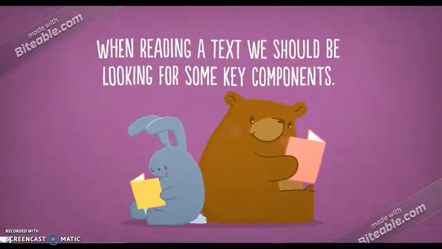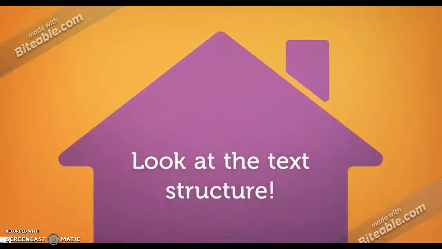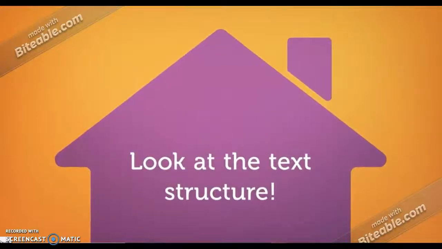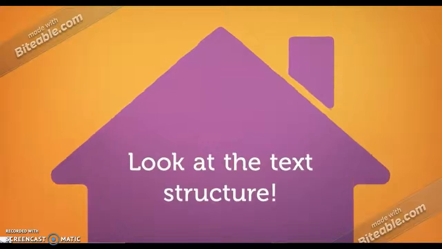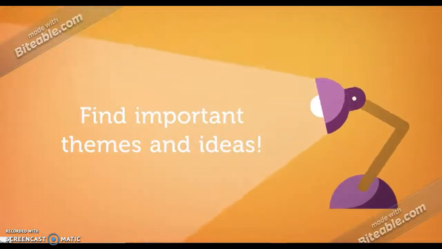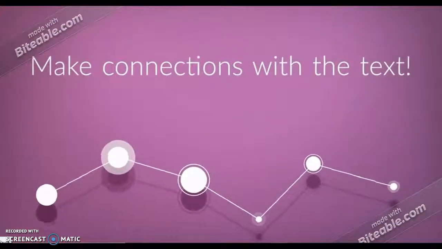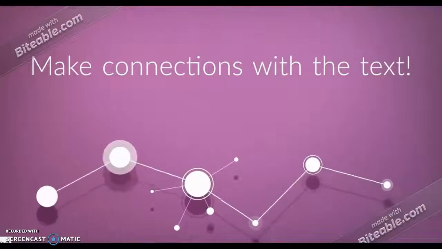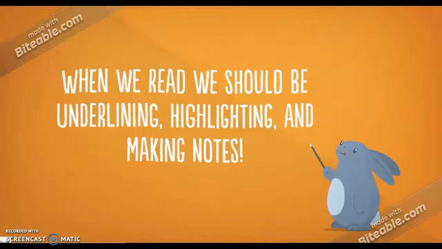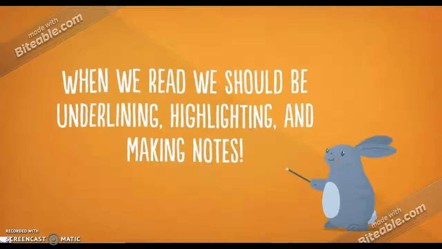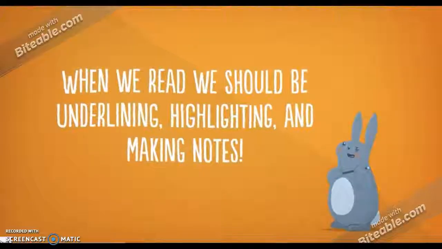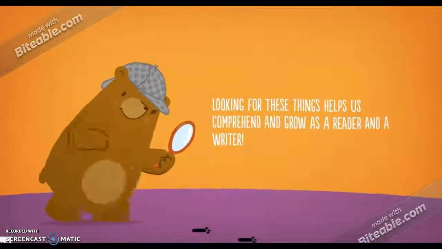When reading a text, we should be looking for some key components. Look at the text structure. Find important themes and ideas. Make connections with the text and with other texts or your life. When we read, we should be underlining, highlighting, and making notes. Looking for these things helps us comprehend and grow as a reader and a writer.